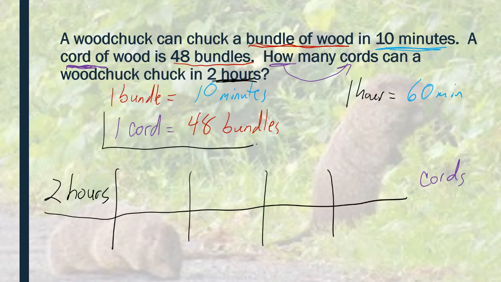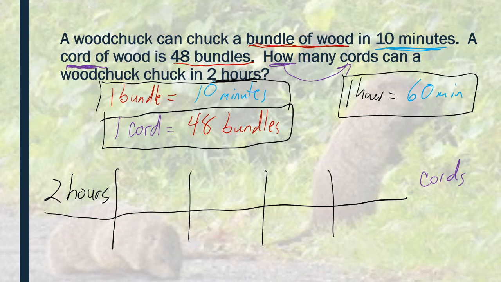And here they are. We got the cord equals 48 bundles. That's 1. We got a bundle equals 10 minutes. And we have an hour equals 60 minutes. So we got to get rid of hours. And the only one of these 3 things that has hours is this one here. So we're going to use this one first because it has hours. And we need to put that hour in the denominator, so it'll cancel out with those hours. And that's going to get us to minutes. So while we're in minutes, it's not cords, but we got out of hours.